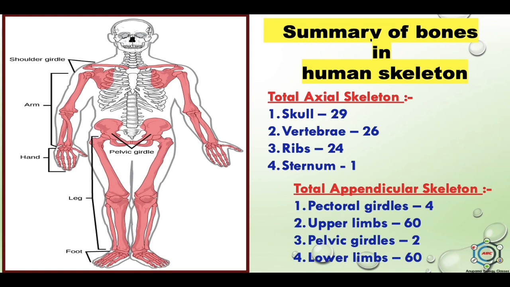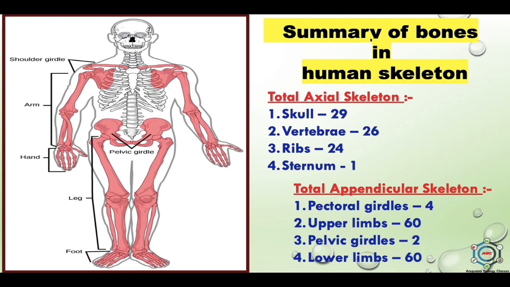Then the vertebrae, which number 26, because 5 sacrals are fused into 1 and 4 coccygeal are fused into 1. In the ribs there are 24, that is 12 pairs, and in the sternum 1. So these are all the axial skeleton, which is 80 in number.